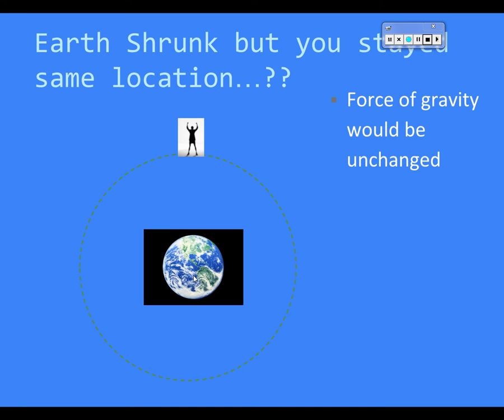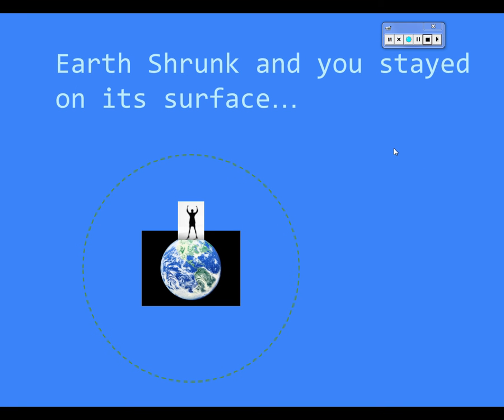Your mass, the Earth's mass, and the distance between their centers did not change. So in this hypothetical, the force of gravity would be no different. Second hypothetical, say you were up here on the surface of the Earth and the Earth shrunk down and you stayed on its surface. What would happen then?